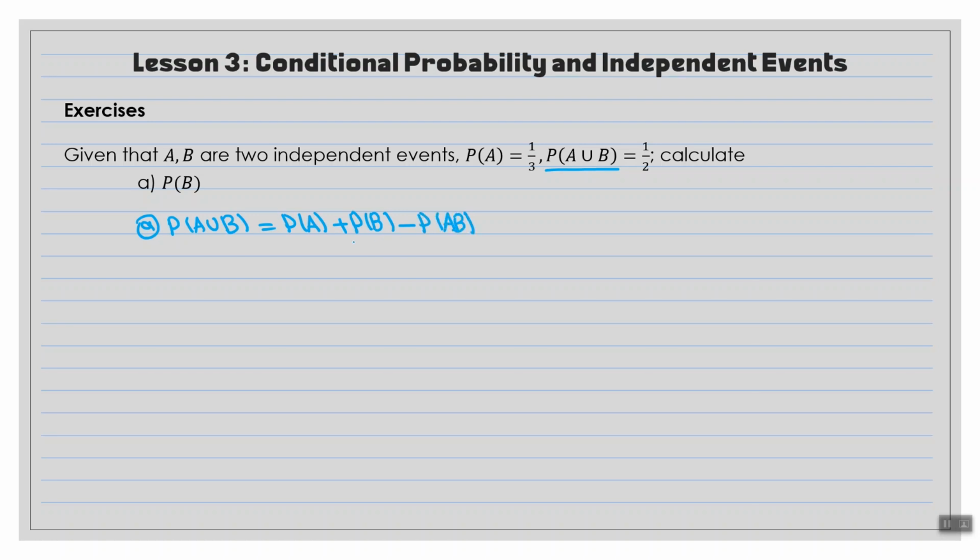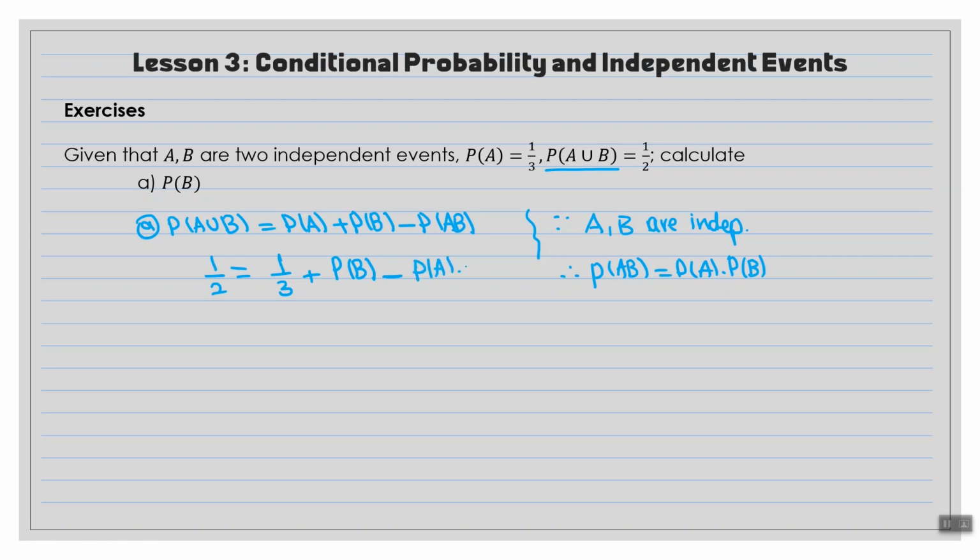I have the probability of A union B, which is half. I have the probability of A, which is 1 over 3, plus the probability of B, which I'm actually required to find, minus the probability of AB, which is also not given, but they are independent. So because A and B are independent, we can say that the probability of AB is equal to the probability of A times the probability of B.